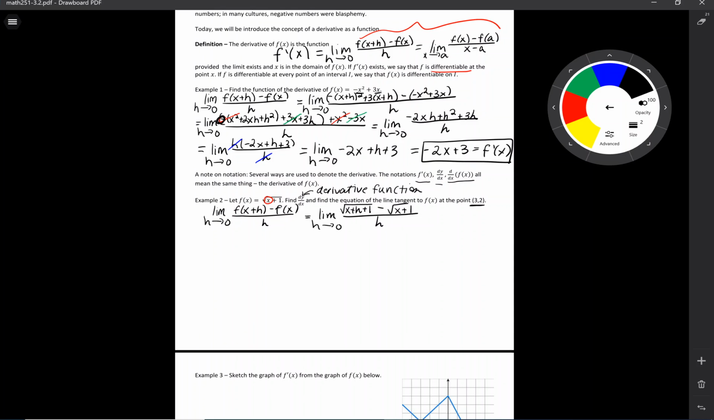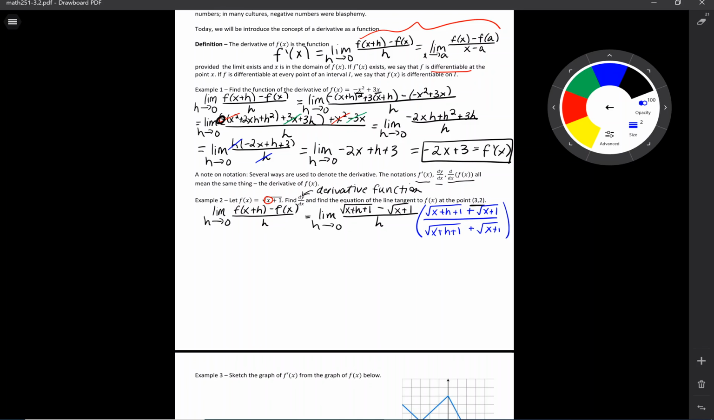Well, here in the numerator, I see that I have a square root minus a square root. And the best way for me to simplify this, hopefully you are aware of this trick, is to multiply top and bottom by the conjugate of the numerator. So the conjugate will be the same two terms except with a plus sign in the middle. So I'm going to multiply the top and the bottom by the square root of x plus h plus 1 plus the square root of x plus 1. This will make my square roots in the numerator disappear, over the same thing, square root of x plus h plus 1 plus square root of x plus 1.